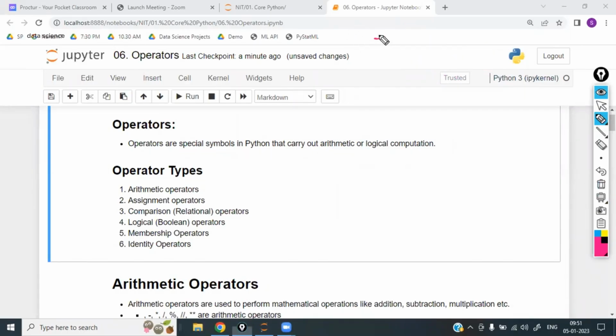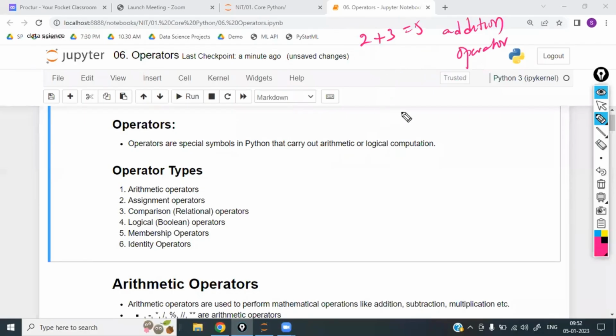For example, one example is the plus symbol. The plus symbol is called an addition operator. So this is one of the symbols, as everyone knows. The plus symbol is an addition operator which is used to add two numbers.